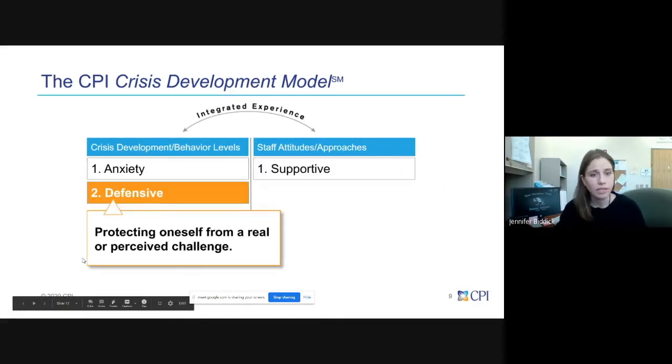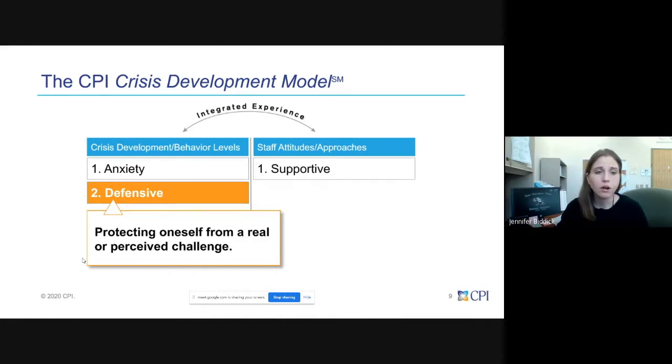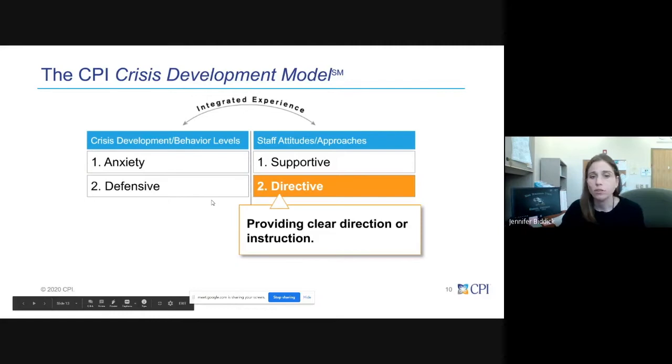That next level is defensive. So at this level, our learner might be protecting themselves from a real or even a perceived challenge. At the defensive level, we might see our learners engaging in behaviors like refusal, shouting or yelling, belligerence. And at this level, our behavior is going to begin to change. So at this level, we might become more directive. We're going to provide clear direction or instruction.